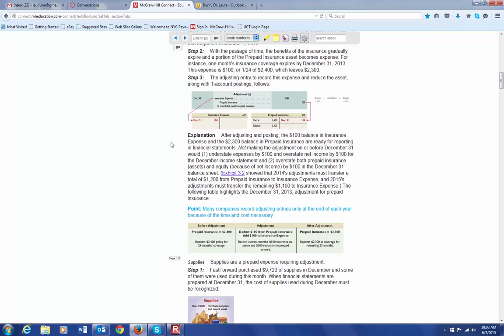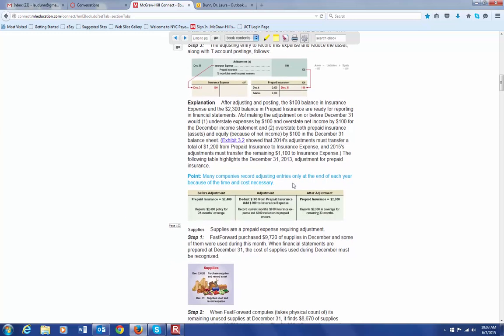You'd have a $100 balance in insurance expense and $2,300 in prepaid insurance, and this would now be ready to put on your financial statements. If you hadn't made this adjustment, you would be overstating the asset because you would list it at $2,400 when it's really only now worth $2,300, and you would be understating expenses because you wouldn't have the $100 expense over here.